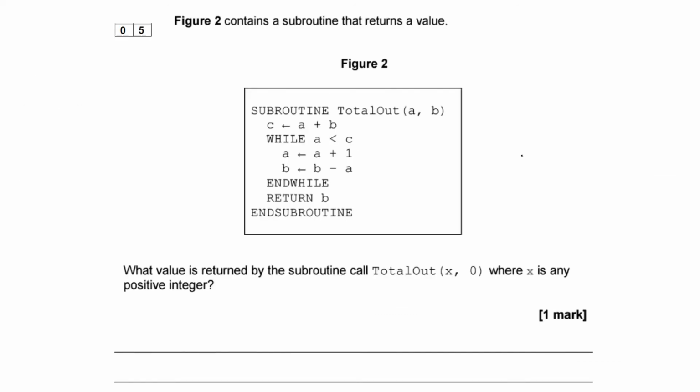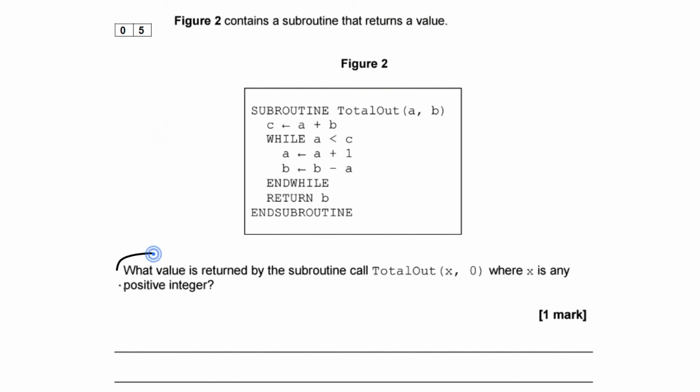Moving on to question 5 now, we are given a short algorithm that's showing a subroutine that returns a value. So I would hope that you would know that this is a function because it's returning a value. And the question at the bottom: what value is returned by the subroutine call total out x0, where x is any positive integer? So let's just break that question down.